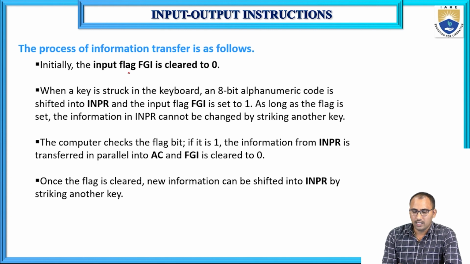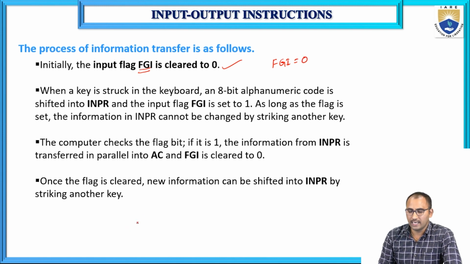Initially, the input flag, FGI, shortly we can call it the input flag, is cleared to 0. That means the default value of FGI is equal to 0. FGI equal to 0 indicates that the input register doesn't have any data. So that means the input register is empty.